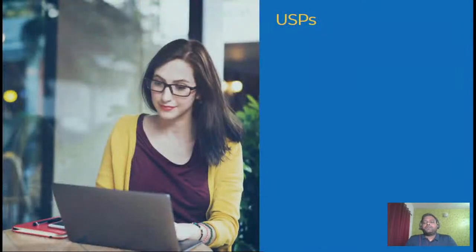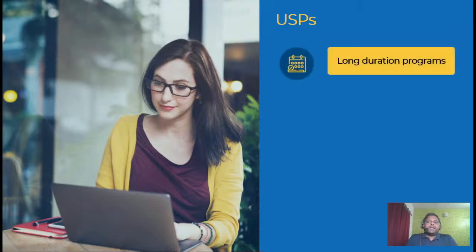But if I have to quickly tell you what some of the key USPs of any great learning program are: our programs are long duration. The reason is that these are deep tech skills. These things can't be attained in a day or a month. You need to spend significant time to achieve a level of mastery.